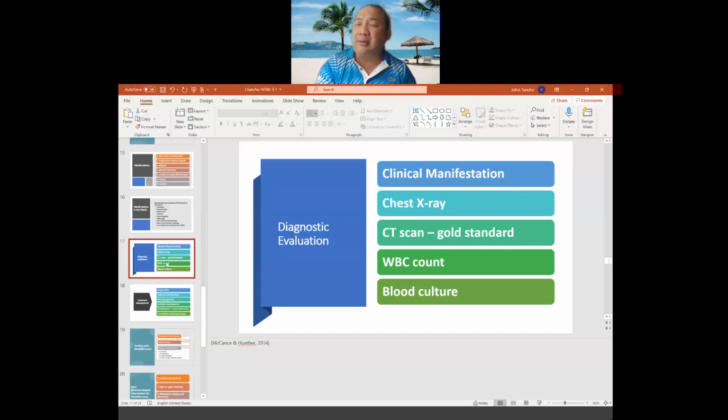The WBC count will be pretty high because of the infection, or sometimes it could be okay, because in the elderly these things could be distorted because of the physiological changes. Blood culture is also important to identify the microorganism that is present in the blood so that you could treat them accordingly. If it's a bacteria, what kind, if it's gram positive or gram negative, then you could treat them with the appropriate antibiotic.